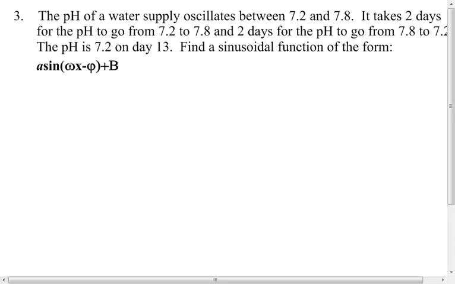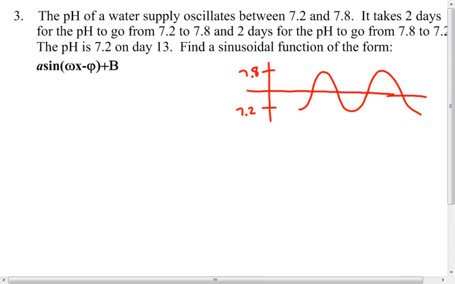All right, this one's a little bit different style, but it's talking about the pH value of a water supply, and it oscillates. That means it goes up and down and up and down between 7.2 and 7.8. Okay, so on this one, it might be a little bit helpful to think about a graph. It's going back and forth from 7.2 to 7.8. I don't know where it falls along the x-axis, but I know that the low point is 7.2, and I know that the high point is 7.8. So you can kind of figure that out. And somewhere along this circle, it's going back and forth like this between 7.2 and 7.8. We know that.